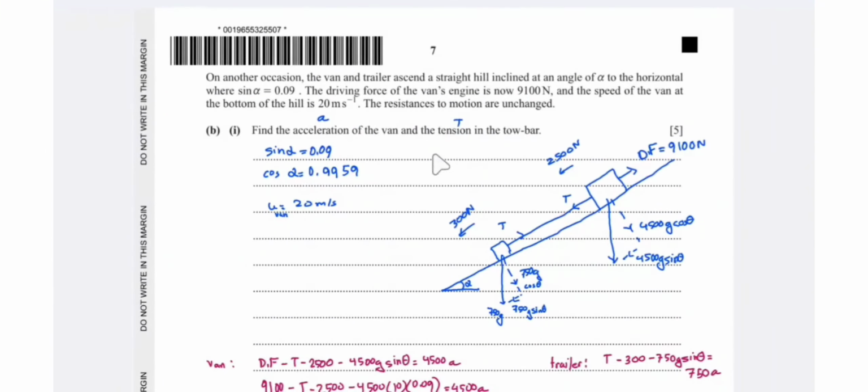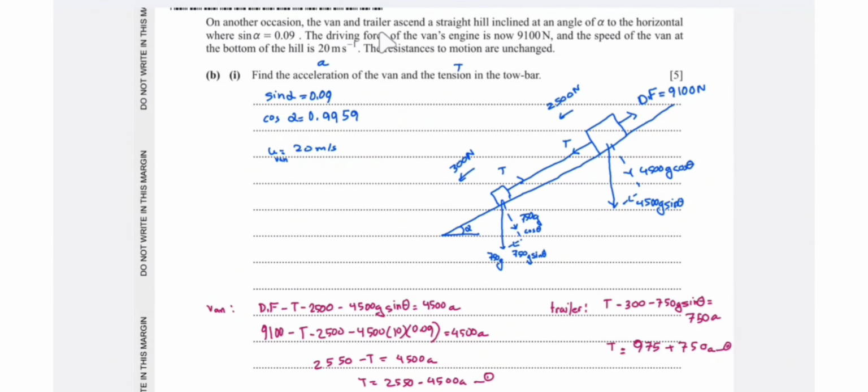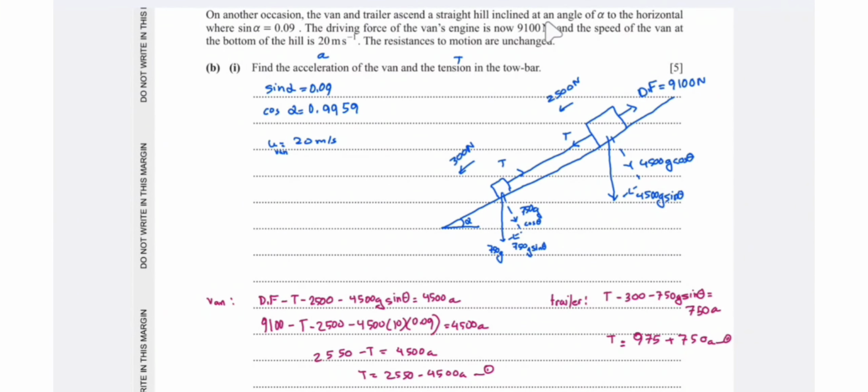Now for part B. On another occasion, the van and the trailer ascend a straight hill, inclined at an angle of alpha to the horizontal, where we are given the value of sine alpha as 0.09. By using this value, we find the value of cos alpha. The van and the trailer ascend the straight hill, which means they are moving up the hill. So this angle is alpha, and the system is moving upward.